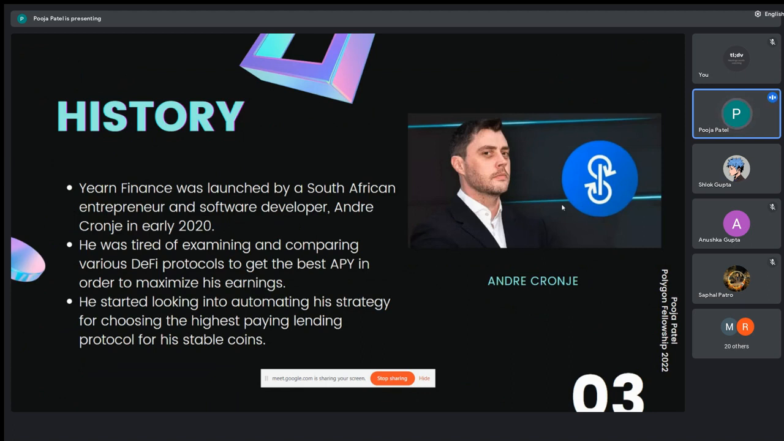And some history about Yearn Finance. It was launched by a South African entrepreneur and software developer, Andre Cronje. He developed this idea as he was tired of examining and comparing various DeFi protocols to guess the best APY for his funds. He started looking to automate his strategy for choosing the highest yielding lending protocol, and we have got what we have today as Yearn Finance.